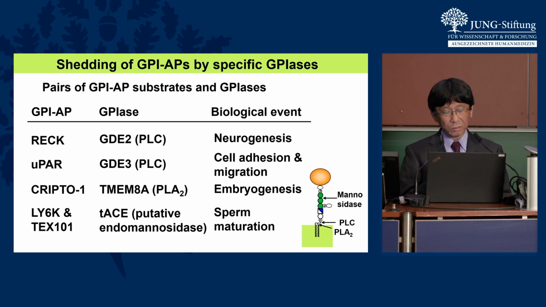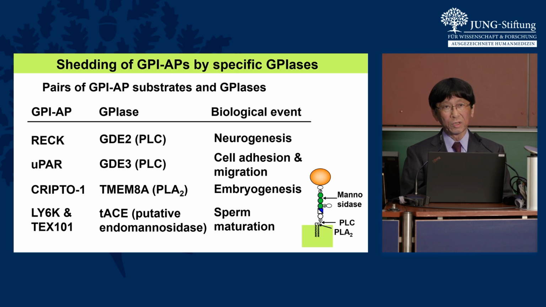When the anchor is cleaved by the phospholipase C activity of the GDE2 enzyme, RECK is removed from the cell surface. Then the suppressed metalloprotease becomes active, and that degrades the Notch ligands. Degradation of Notch ligands causes the differentiation of a certain type of neural cell precursor. So this release, or shedding, event is involved in neurogenesis.